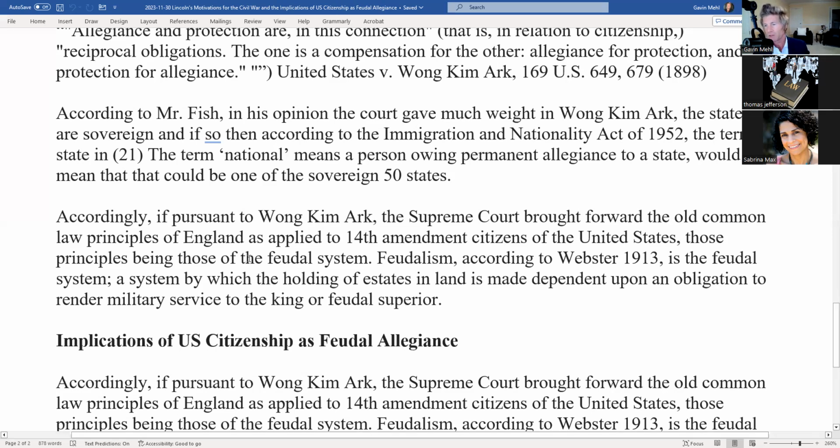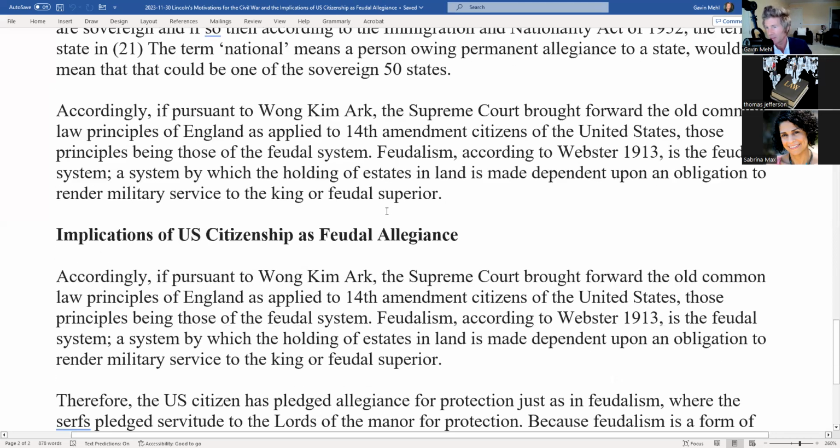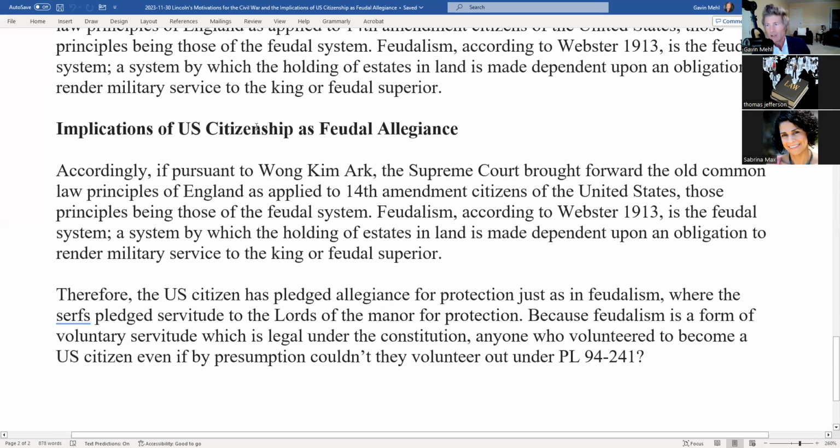And those principles being those of the feudal system. I'll show you this in the law. Feudalism, according to Webster in 1913, is the feudal system, a system by which the holding of estates in land is made dependent upon an obligation to rendering military service to the king or feudal superior. Now, the implications of this Wong Kim Ark decision and the U.S. citizenship as a feudal allegiance.